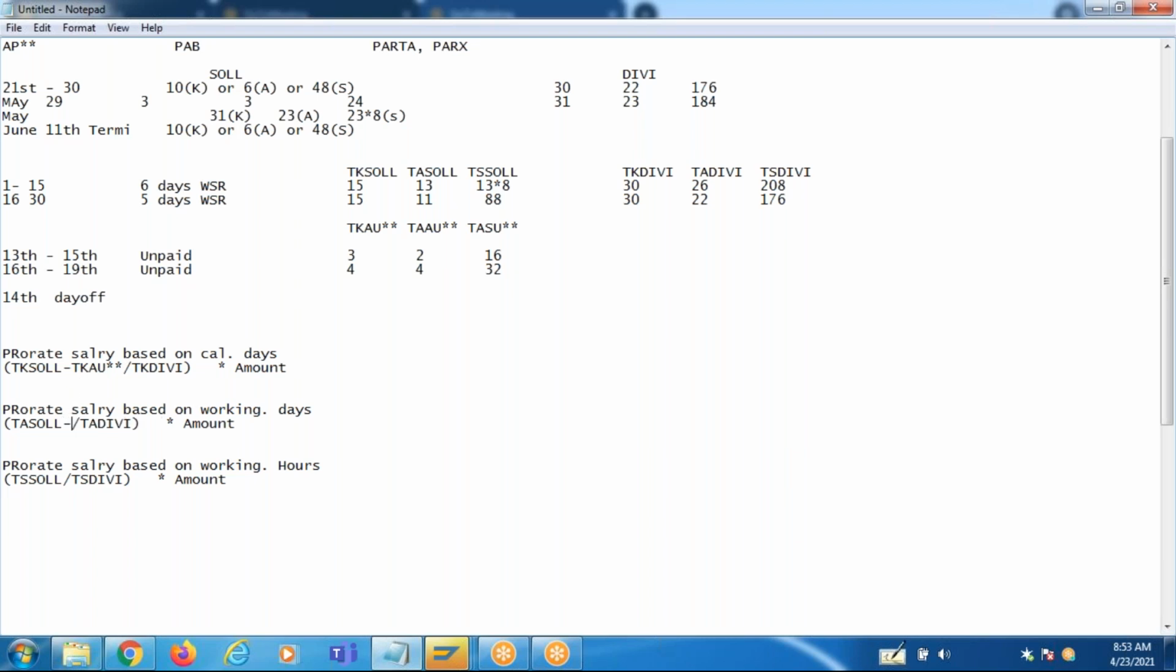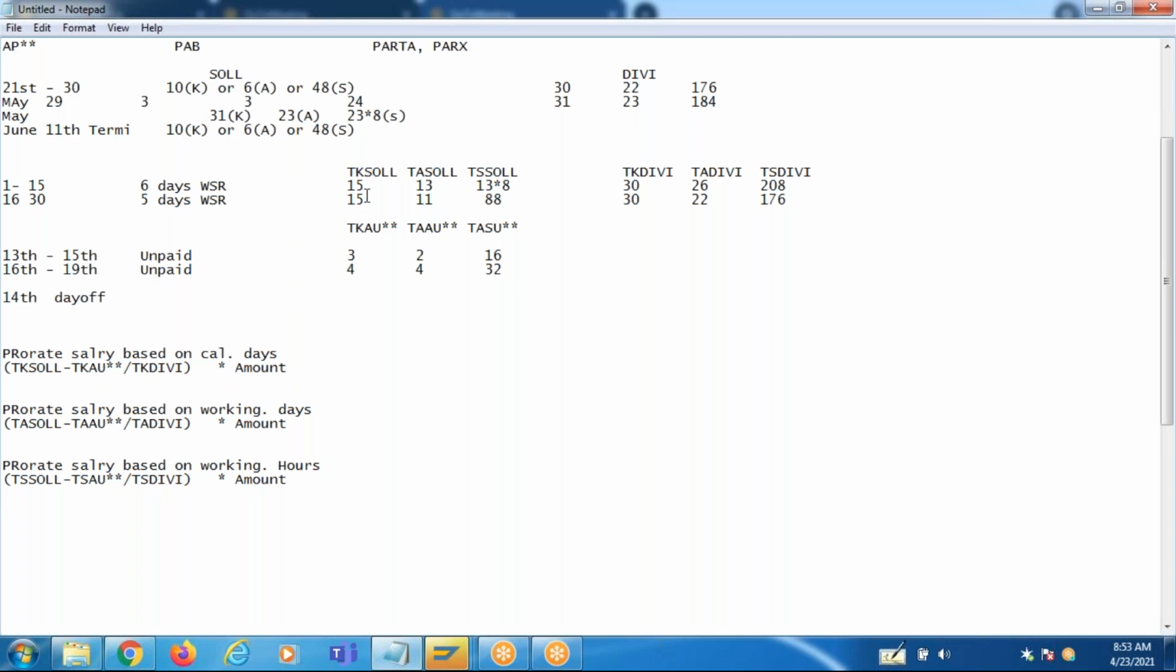Perfect. So here also, TASYLL 13 minus 2. Working days absence. Yeah, TAAU. Next, TSAU. That's it. The proration formula.